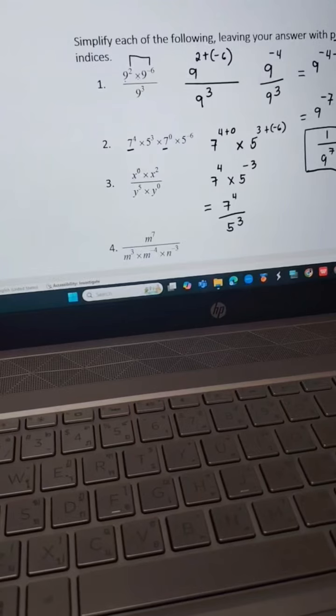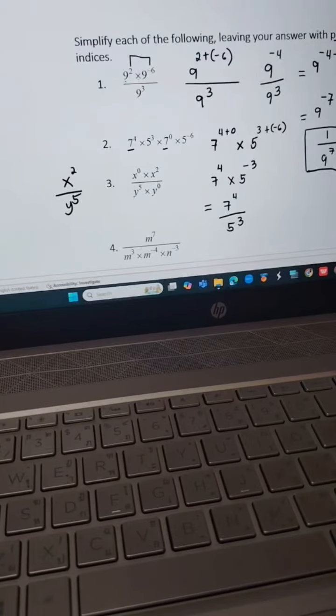Number 3, x raised to 0 times x squared all over y raised to 5 times y raised to 0. We all know that any variable or any number that is raised to 0 will always be equal to 1. That is one rule of the laws of exponents. So we can just copy this one because x squared times 1 is just x squared, all over that 1. Final answer is x squared all over y raised to 5.